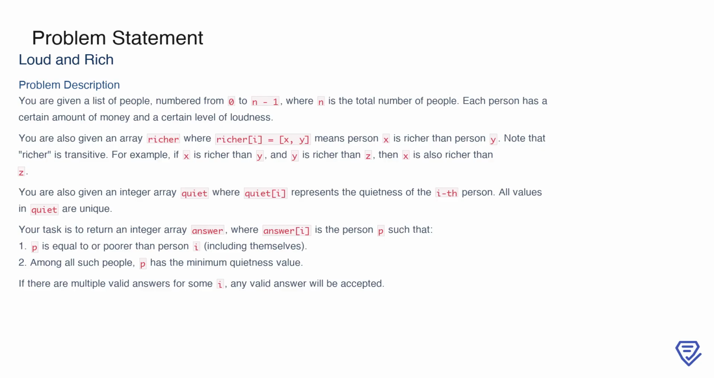Additionally, we have an integer array called quiet, where the value at each index represents the quietness of the corresponding person. These values are unique across all individuals. The goal of the problem is to determine, for each person i, the person P who satisfies two conditions. First, P must be no richer than person i, and second, P must have the smallest quietness value among all such people. If multiple people meet these criteria, any valid answer is acceptable.